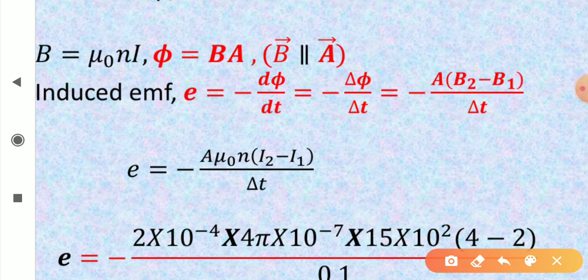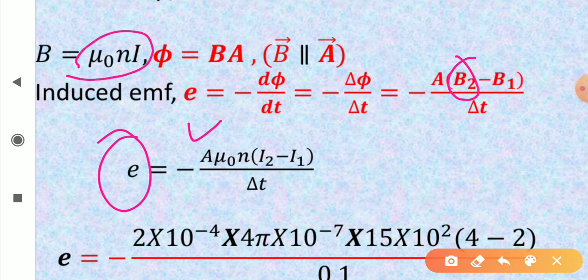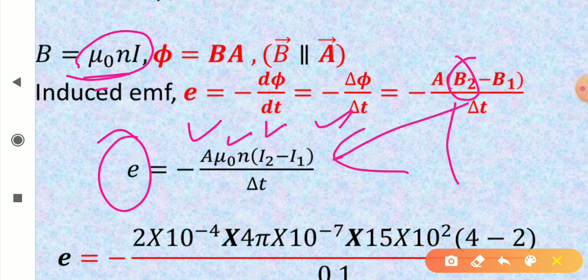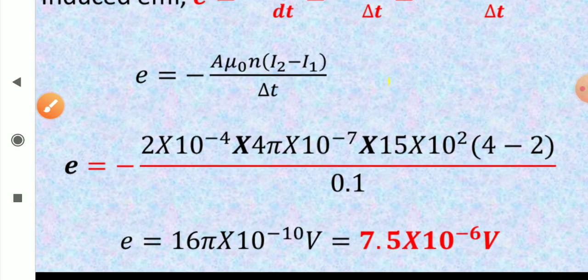Now this induced EMF will be minus area A, and the relation for magnetic field is mu naught N i. So mu naught N is constant, we can take it out. So mu naught N is outside. Here you get I2 minus I1. From this relation to this relation, right? And now we can put the values here.